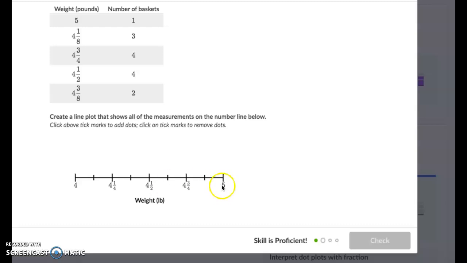So 5 pounds, there's 1 basket. 4 1/8, I've got to have 3 dots. And then 4 3/4, I need 4 dots. 4 1/2, I need 4 dots. And 4 3/8. So 4 1/8, 2/8, 3/8, and I need 2 dots there. Okay, so that is my completed number line.